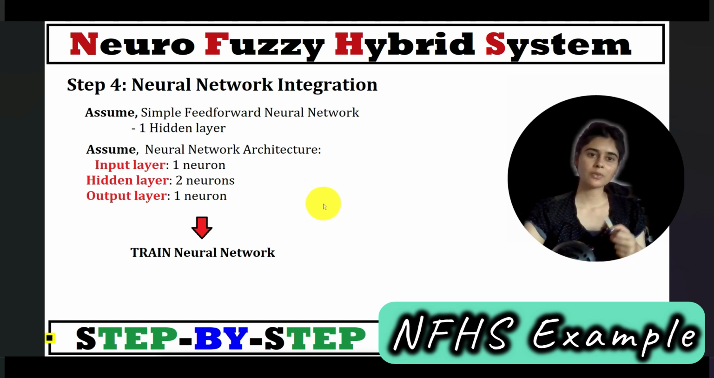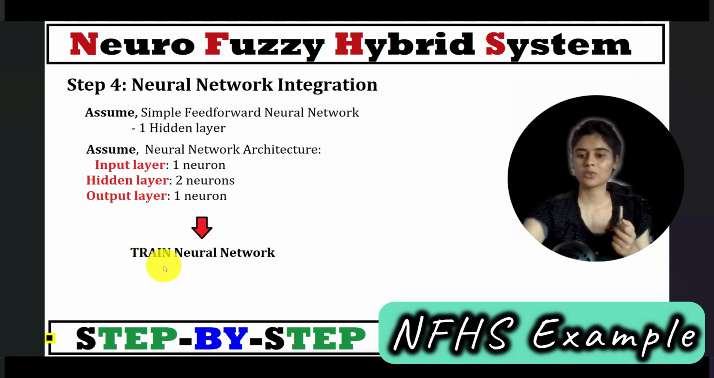The last step is neural network integration. We will use a simple feed-forward neural network which has one hidden layer. We will try to do this with a numerical example, so no training is done here. We will consider the values and do it numerically. Here you can see the neural network architecture. In the input layer we have one neuron, in the hidden layer we have two neurons, and in the output layer we have one neuron.